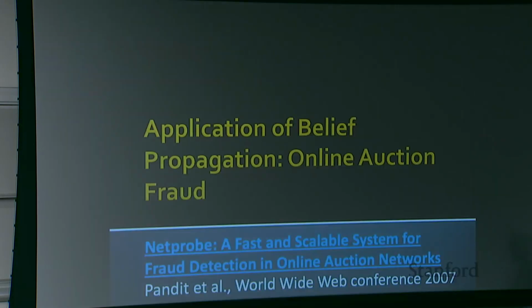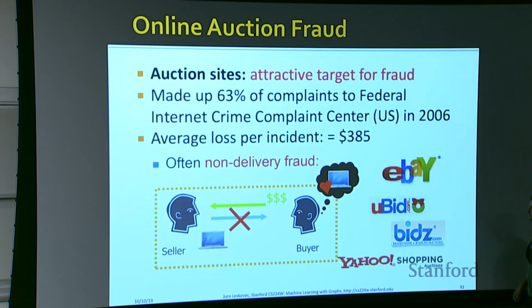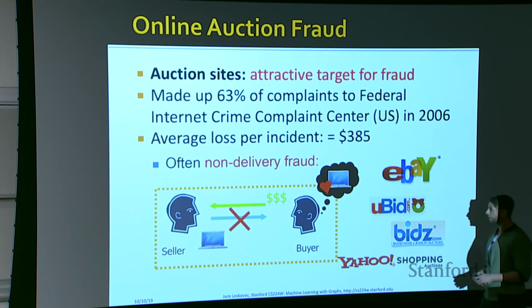So let me quickly go to the last example. Now we're going to see an application of belief propagation, and this one is in online auction fraud, okay? It's a paper from a bit more than 10 years ago. So why are auction sites a very attractive target for fraud? If you check the reports from the Federal Internet Crime Complaint Center, apparently 63% of those complaints are related to these auction platforms, okay? Clearly the biggest one is eBay, but there are also a few others that are driving a lot of e-commerce online.